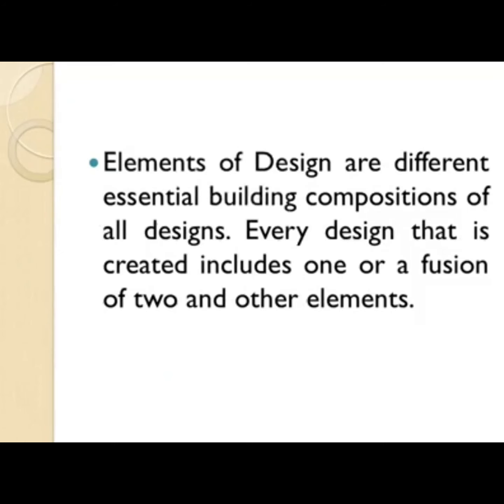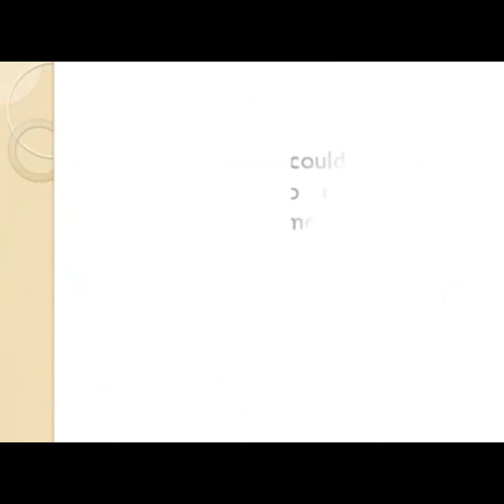Actually, elements of design are different essential building compositions of all designs. Every design that is created includes one or a fusion of two and other elements. Meaning you can create or make a design using one or a combination of two or other elements. For example, line. You can make a drawing out of line. Or you can make a design out of line and color. Or line, color, or with shape. Like that.